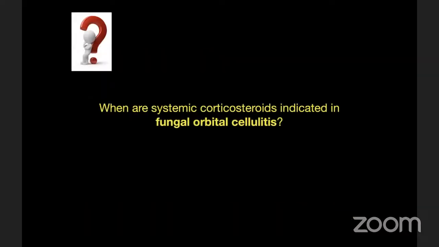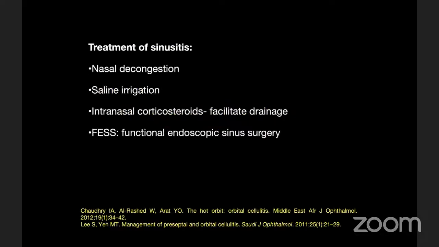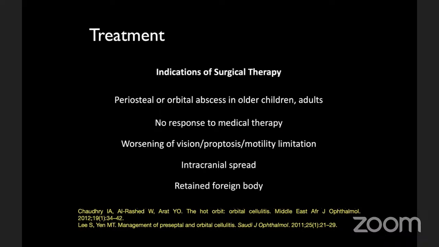Now, would you give systemic corticosteroids in fungal orbital cellulitis? That is the question, because obviously in fungal infection, steroids would be contraindicated. But it is usually done to treat the sinusitis, with nasal decongestion and saline irrigation. Intranasal corticosteroids can be given, and that would facilitate drainage. And of course, functional endoscopic sinus surgery would also help.